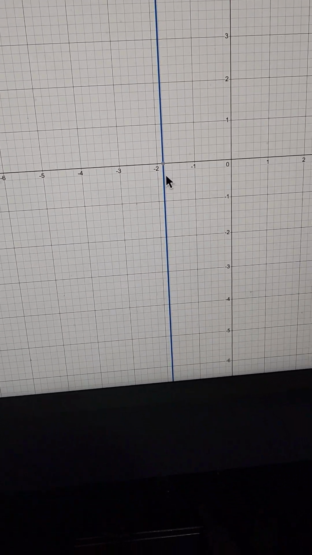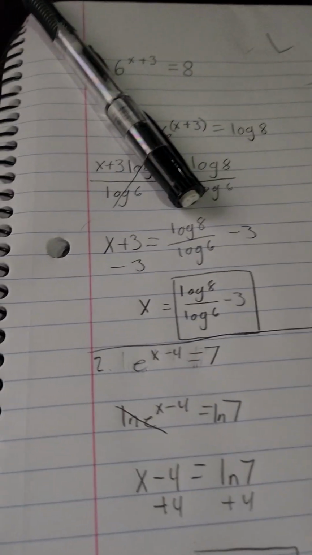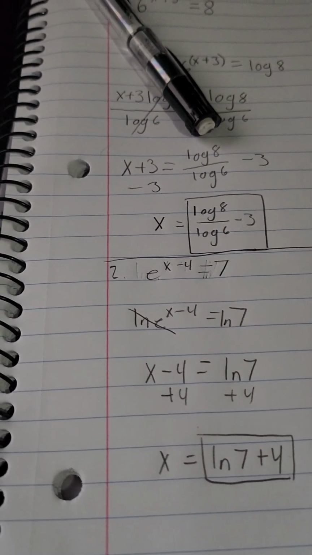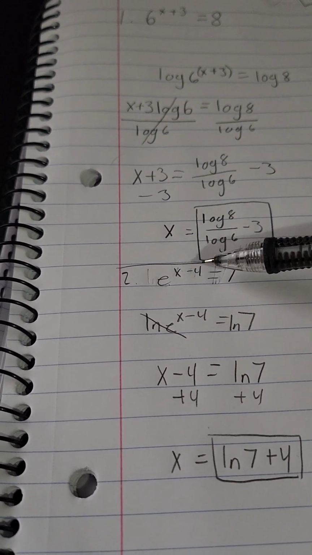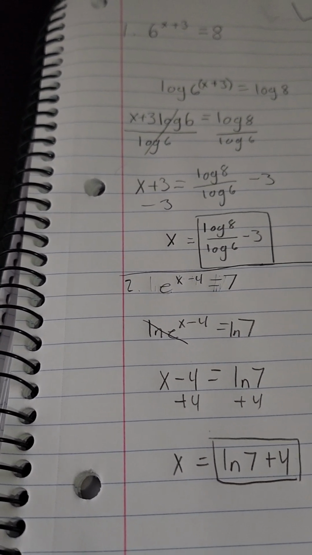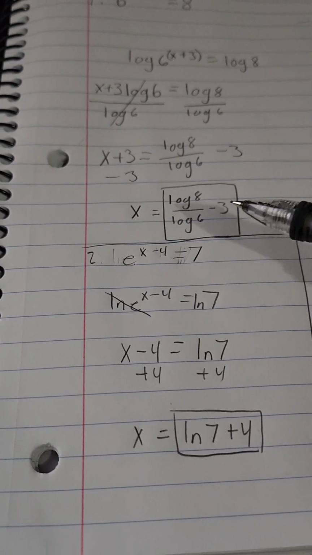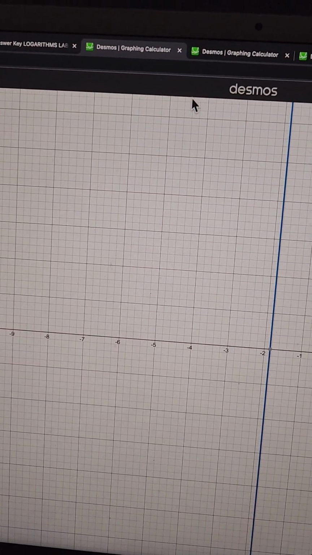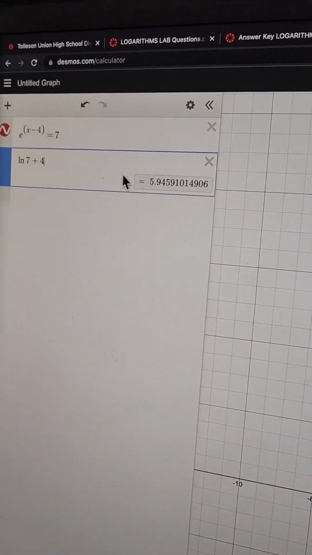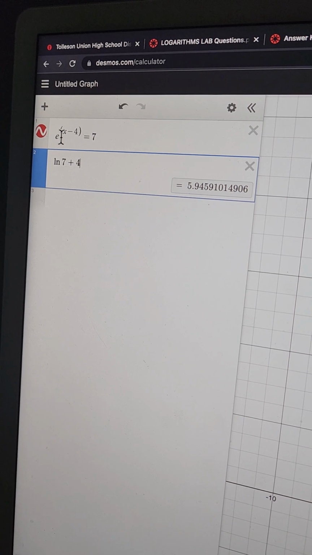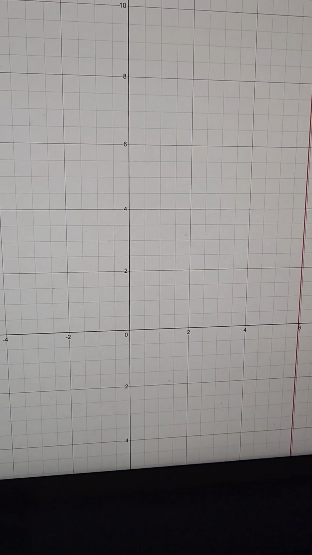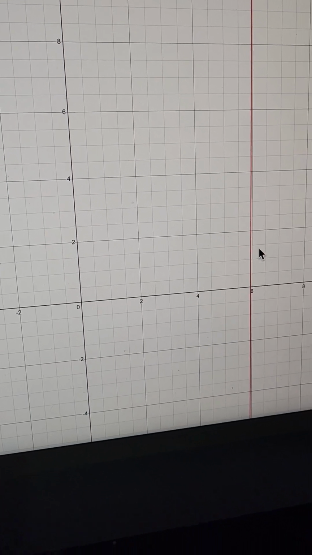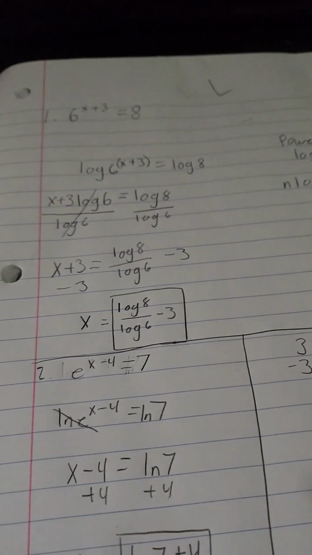All right, and then we can go on to the next question, which is e^(x-4) equals 7. So same thing, I would plug this into Desmos. I have another Desmos tab, and it's the same thing: e^(x-4) equals 7, right? It shows the line here this time, right? And then we should solve.